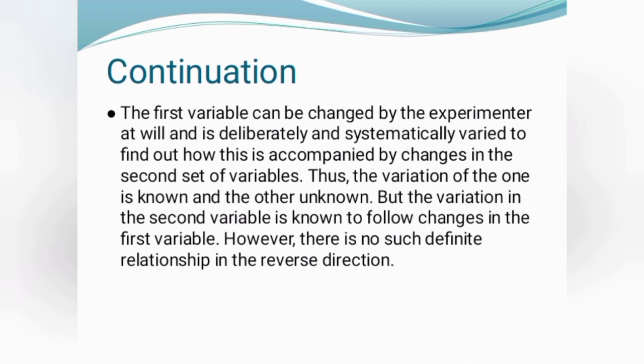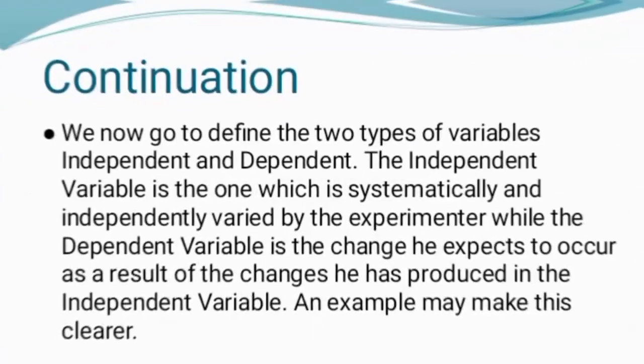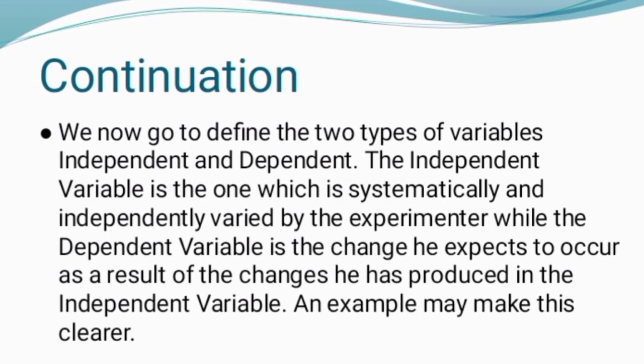Thus, the variation of the one is known and the other is unknown, but the variation of the second variable is known to follow changes in the first variable. So there is no such definite relationship in the reverse direction. We now go to define the two variables, that is independent and dependent. The independent variable is the one which is systematically and independently varied by the experimenter, while the dependent variable is the change he expects to occur as a result of the changes he has produced in the independent variable. So this example may make this point clear to the student.